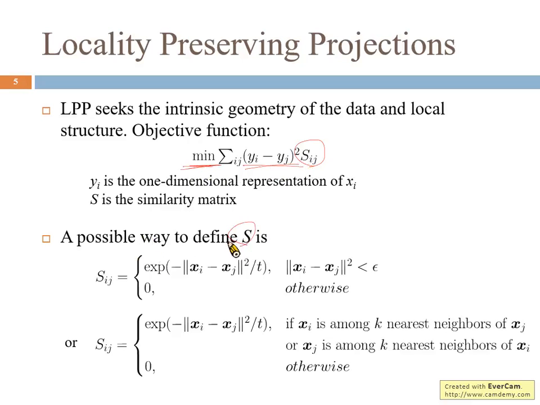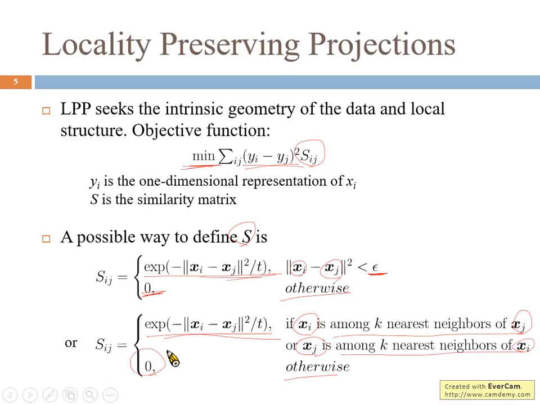A possible way to define the similarity matrix is to consider the original data xi and xj: if the distance between them is smaller than a predefined threshold, then the similarity is defined like this. Otherwise, the similarity is set to 0. This is one way to define the similarity. Another way is if xi is among the k nearest neighbors of xj, or xj is among the k nearest neighbors of xi, then we define the similarity like this. Otherwise, the similarity is set to 0. These are possible ways to define similarities between data points in the original space. Now the task is to find the best projection matrix to make this objective function as small as possible.